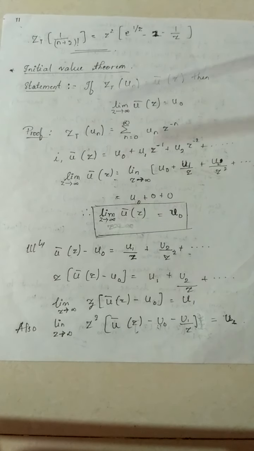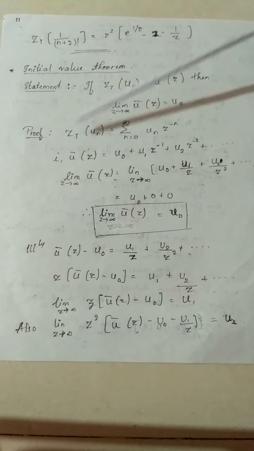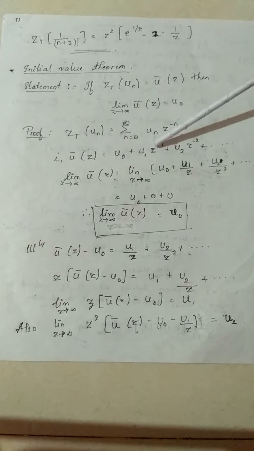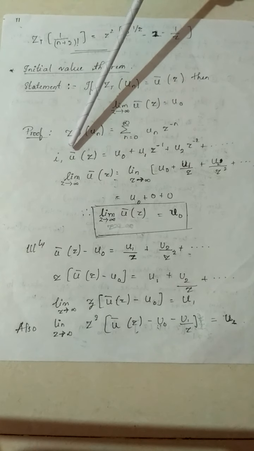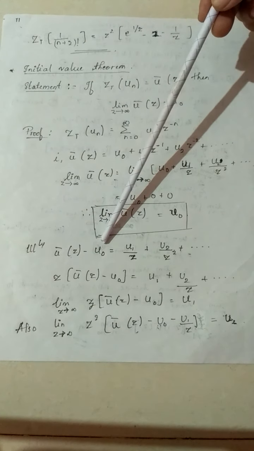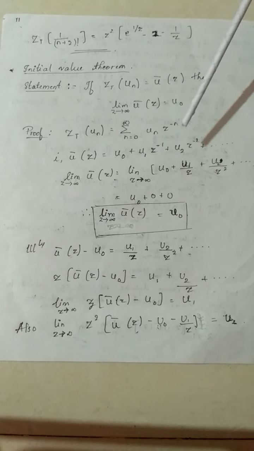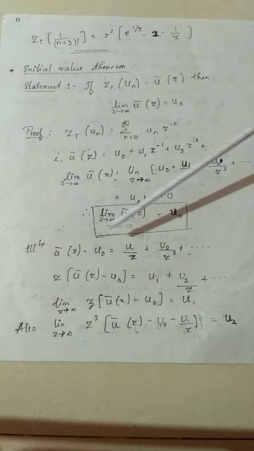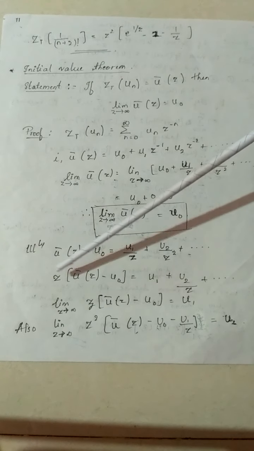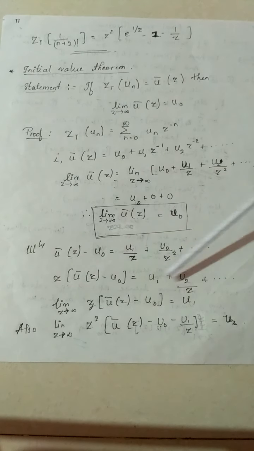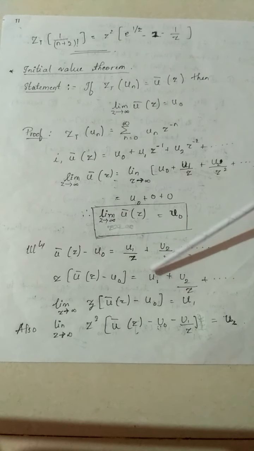Now, similarly, from this statement, u bar z is equal to u naught plus u1 z raised to minus 1, u2 z raised to minus 2. If I shift this u naught to the left side, then I get u bar z minus u naught equal to u1 upon z, u2 upon z square, u3 upon z cube, and so on. Now, take z common and shift it to the other side. Z into u bar z minus u naught is equal to, z is taken that side, so u1 I get, and one z is shifted to the other side.